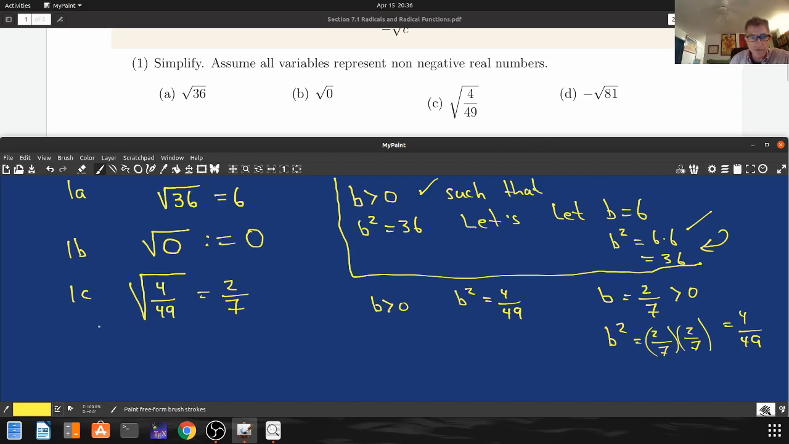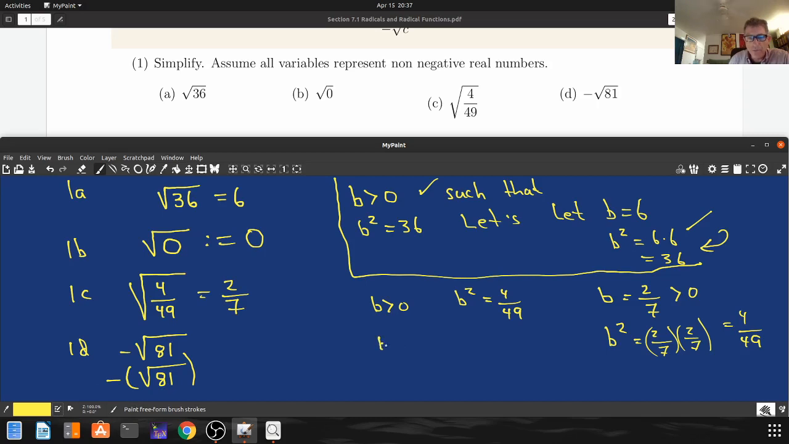And my final example, so literally, I'm using the definition of the positive square root of a number to answer these questions. So 1D, we're asking for the negative square root of 81. But really all we have to do is find, these two are the same.